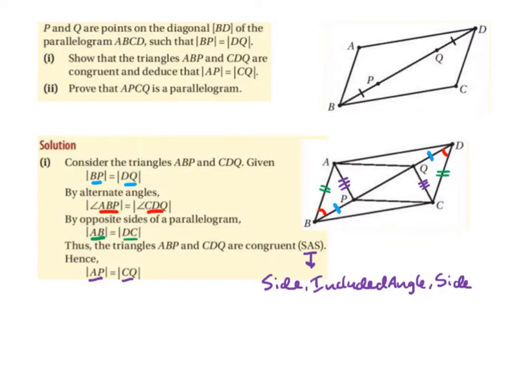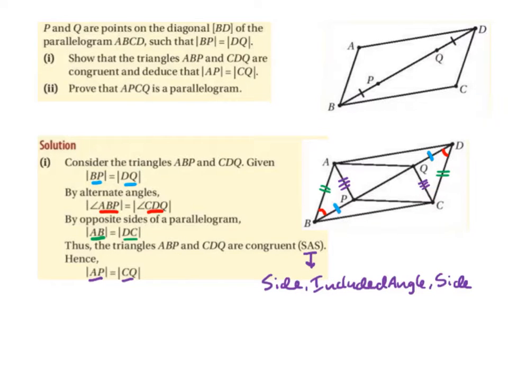Thus, the triangles ABP and CDQ are congruent. And they are congruent by SAS. Side included angle side. So we started off with the blue lengths, and then we found the interior angle or the inside angle, and then we also found that the green lengths were equal. So we have a side, an included angle, and a side.